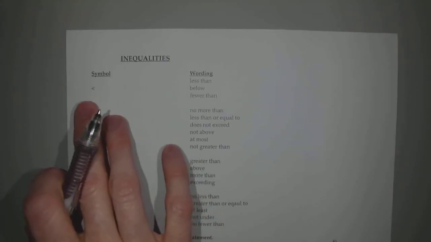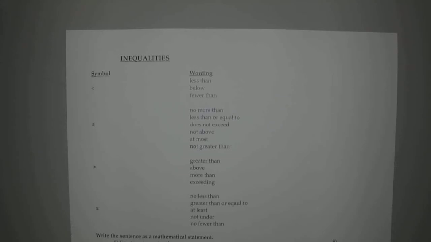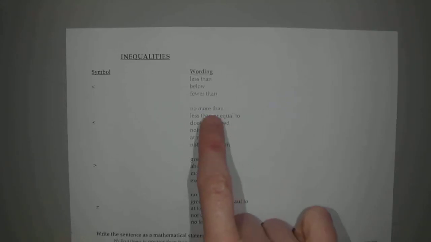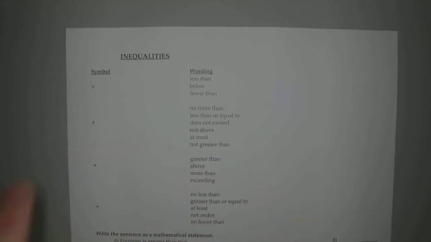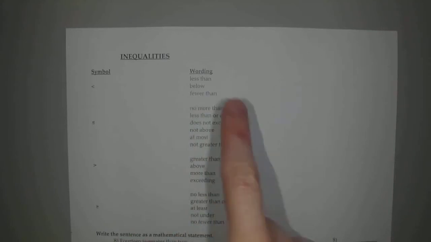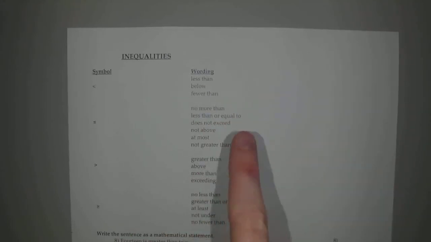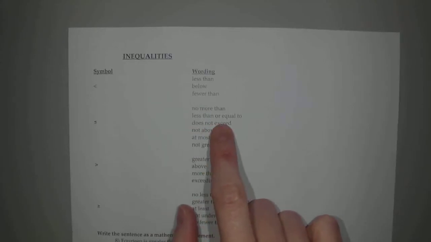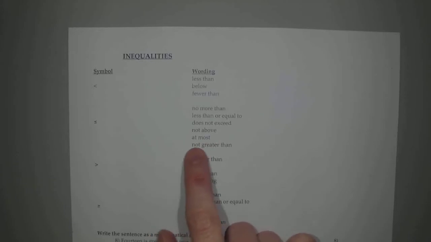So here, this is called a strict inequality. It has to be exactly less than, below, and fewer, okay? But then notice all these are kind of the same ones, but then you have that amount of equal added to it, right? So no more than means it could be this or fewer. And then less than or equal to means it could be this or less than, right? Does not exceed, not above, at most, not greater than.